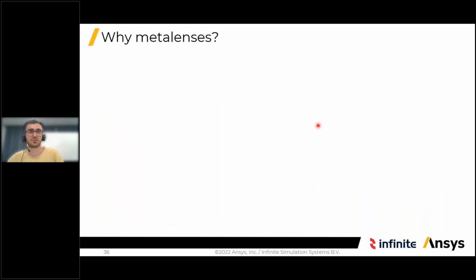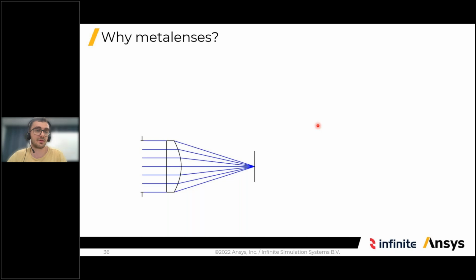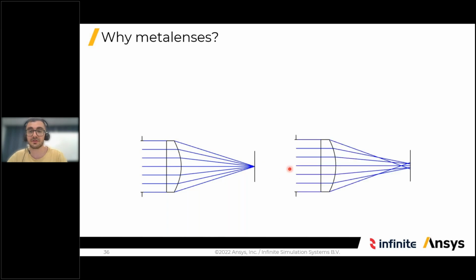So why would we use meta lenses? This is an ideal lens. All the light gets focused onto one point, but in real life, it looks more like this. The light is not perfectly focused, and the lens is a little bit aberrated. The type of aberration that you can see here is called a spherical aberration. Meta lenses do not have spherical aberrations because there is no curvature at the edge.